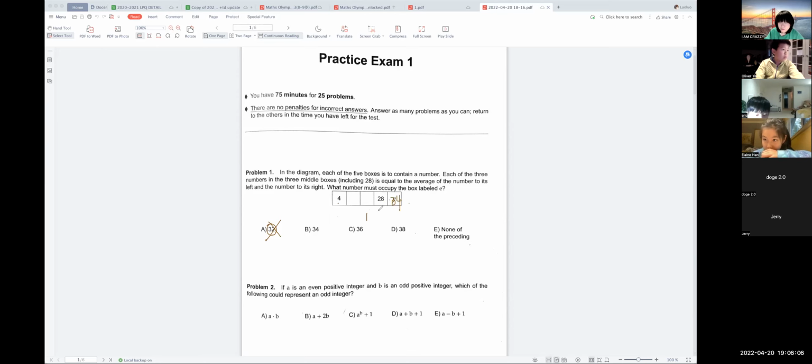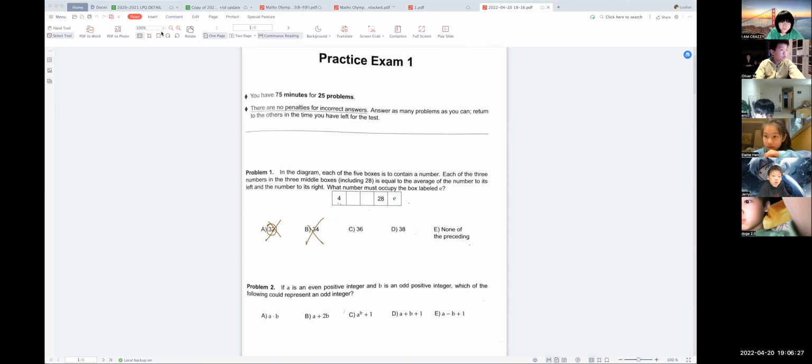So 28 times 2 equals 56 minus 34 equals 22. 22 times 2 equals 44. 44 minus 28 equals 16. 16 times 2 equals 32. Unfortunately, 4 plus 22 equals 26. It's not 32, so this is not the right answer either.